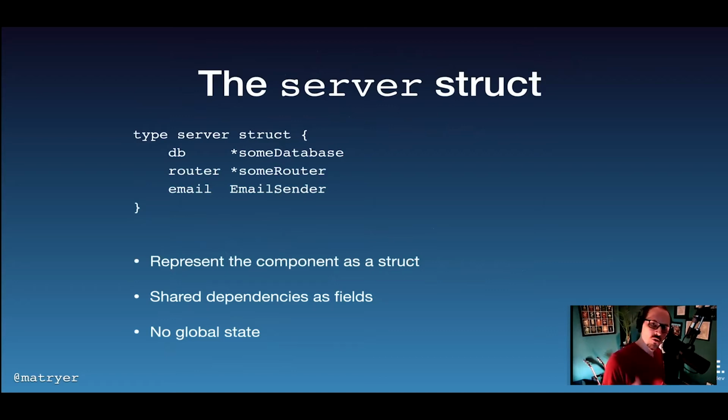I tend to have a server struct where I store the dependencies for everything. So if I've got a greeter service, I would have a greeter server that's going to do the work here. And the nice thing is these fields are fields inside the struct. They're not in global state. So this has quite a lot of benefits, actually. And I'll talk about some of them as we go.